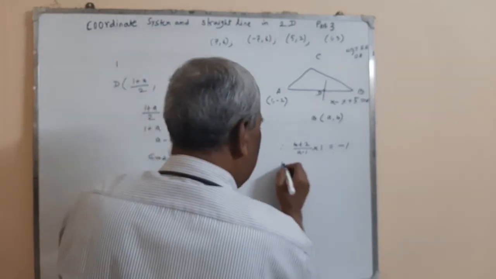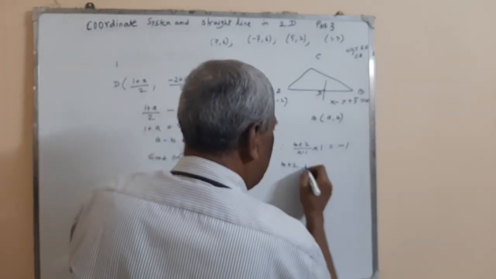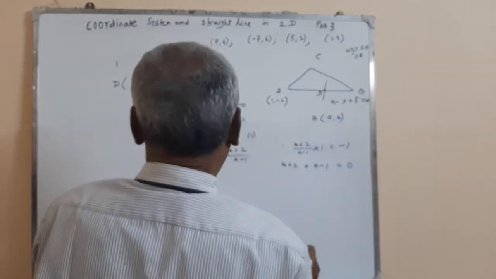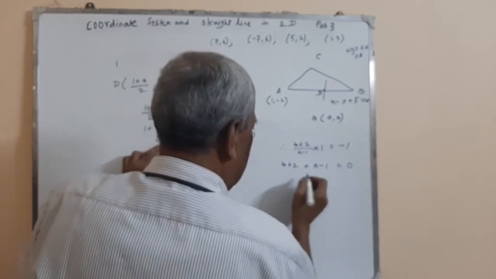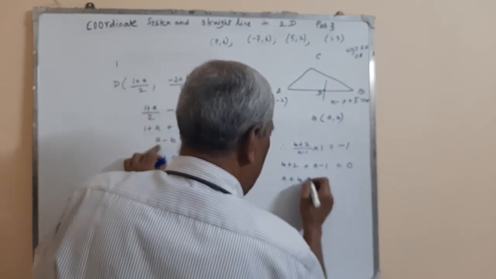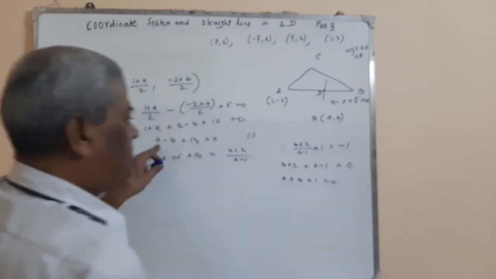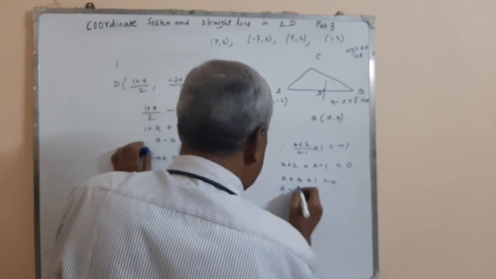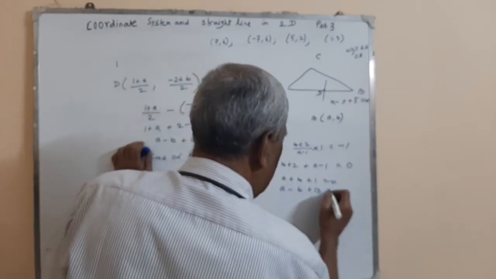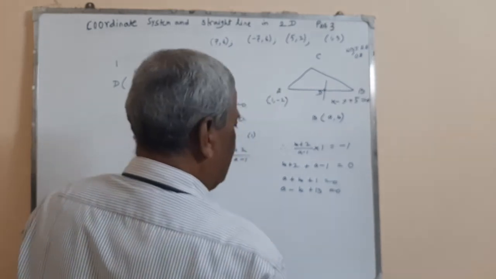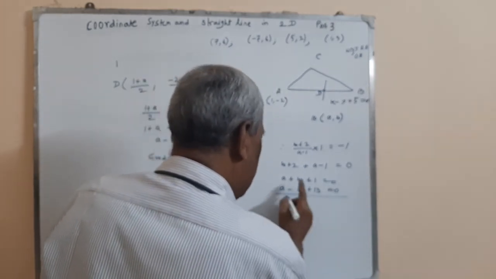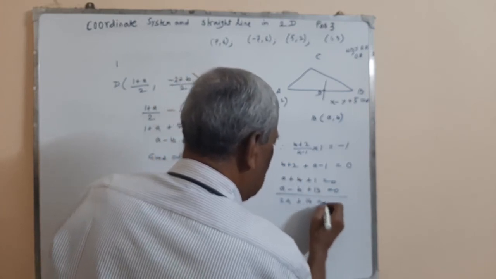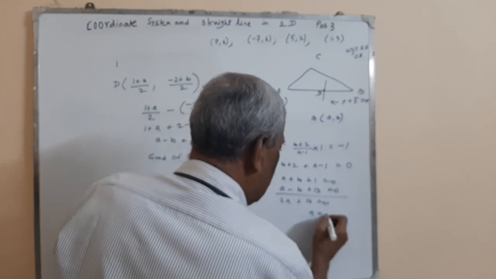So we must have B plus 2 plus A minus 1 is equal to 0. That is, A plus B plus 1 is equal to 0. And we get A minus B plus 13 is equal to 0 from 1. Solving these two, adding, we get 2A plus 14 is equal to 0. So A is equal to -7.